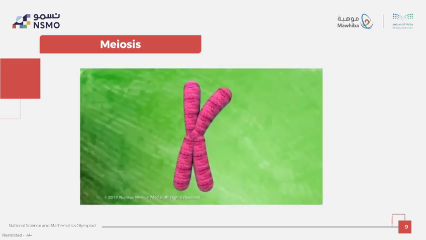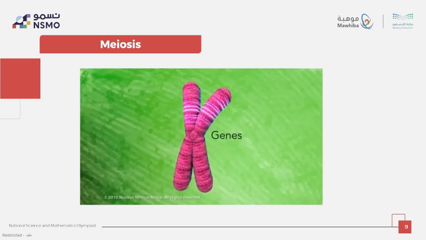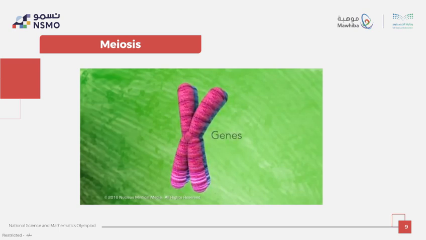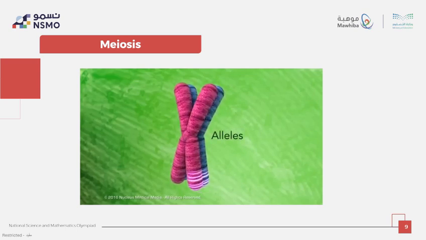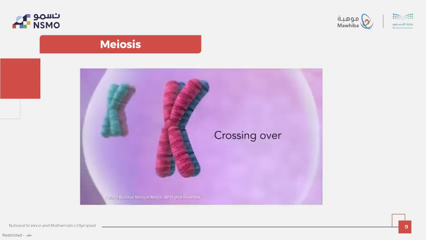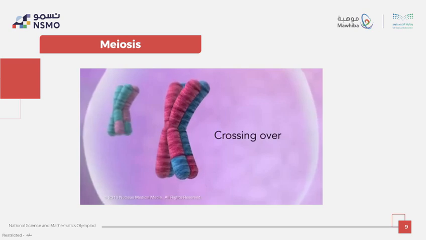The chromosomes contain genetic information called genes. These genes were inherited from each parent. Different versions of the same gene on each chromosome are called alleles. In a process called crossing over, chromatids from each homologous chromosome exchange segments of alleles.